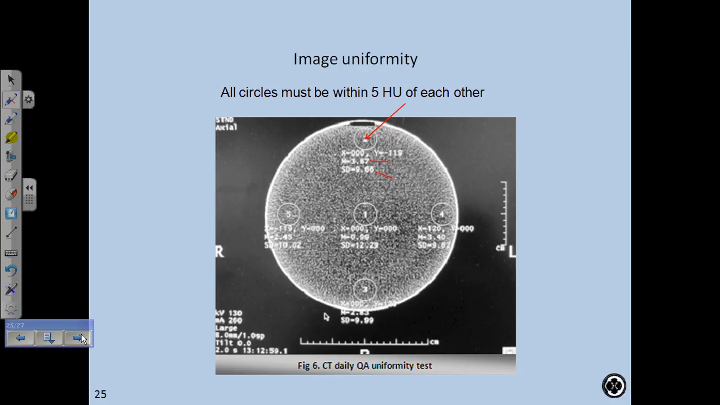Okay, so let's see, in this case, we've got 3.87, 2.45, 0.99, 3.4, and 2.83. Are those within 5 Hounsfield units? Yeah, okay, so they pass. So the therapists do this every day on a CT scanner.